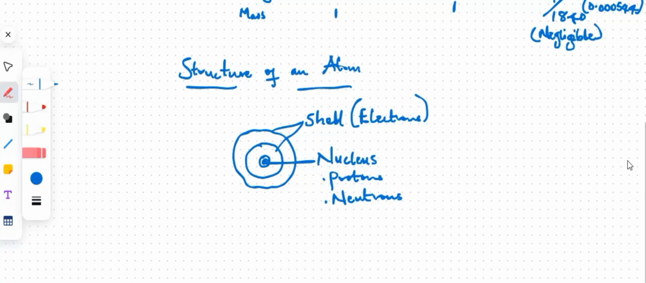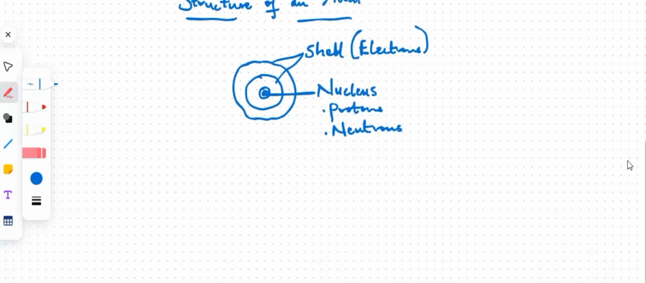So let's move on. Let's look at the shell, for instance. We already know the nucleus contains your protons and your neutrons, and this is the atomic structure. Basically, your neutrons and protons are in the nucleus and electrons are in the shell. Electrons are negatively charged, protons are positively charged, and neutrons are neutral. The mass of an electron is negligible, 0.000544, and the mass of protons and neutrons is 1.